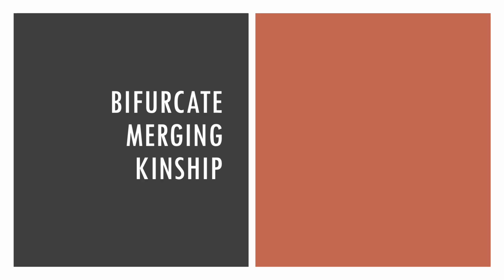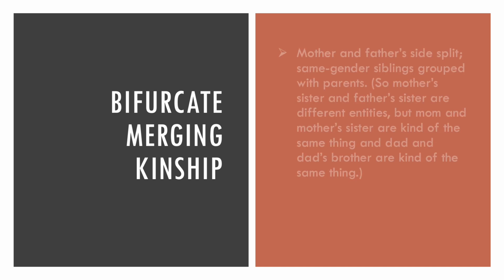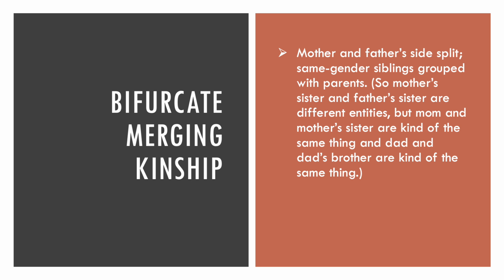All right, next we have bifurcate merging kinship. Bifurcate means split into two. Merging means that also things are put together. What could this mean? Basically, the mother and the father side are split in this type of kinship, but same gender siblings are grouped with parents. So the mother's sister and the father's sister are totally different kinds of relatives because they're on different sides of the family. But the mother and the mother's sister are both called by the same term, and the father and the father's brother are called by the same term.